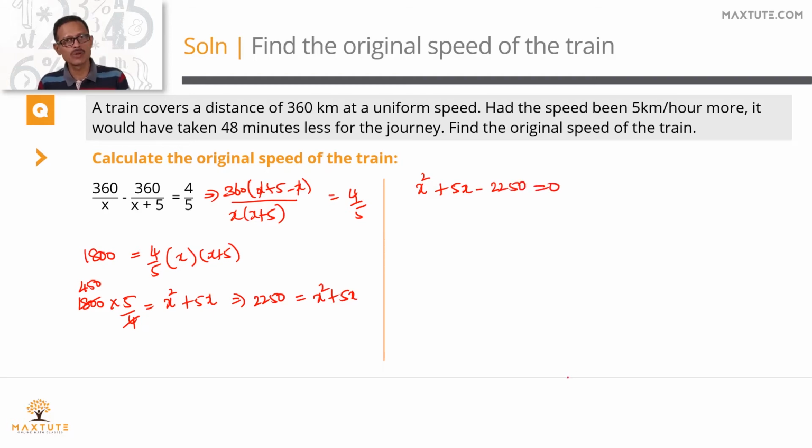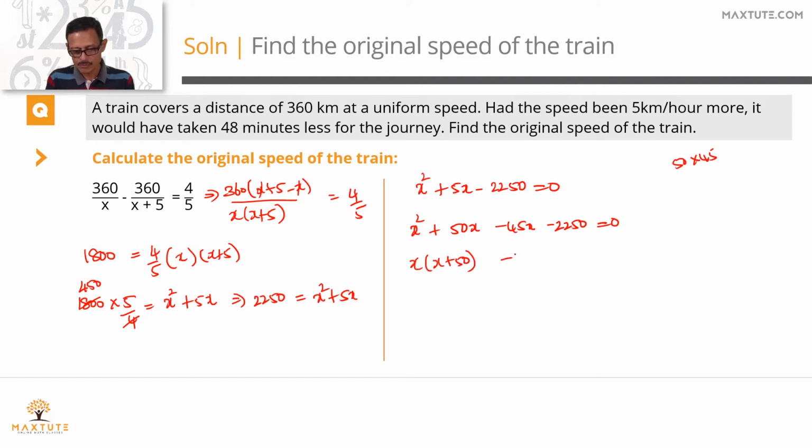This is a factorizable one. This will factorize as 50 times 45. 50 minus 45 is 5. 50 into 45 is 2250. So let's factorize that. So that becomes x square plus 50x minus 45x minus 2250 equals 0. x common from the first and the second term, which is x plus 50. Minus 45 common from the third and fourth, again another x plus 50. This is equal to 0.